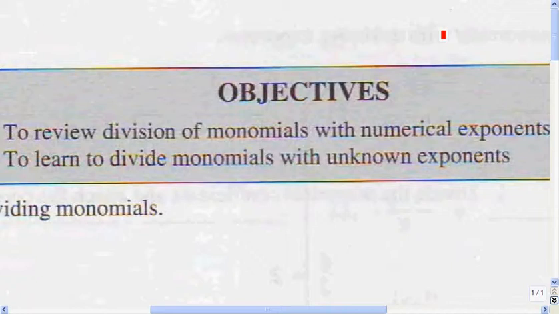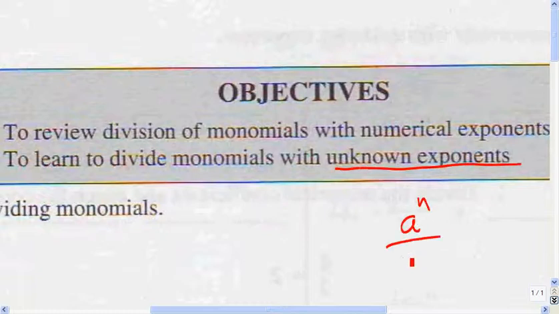Okay, what we're going to learn to do here, or we're going to review first of all, division of monomials with numerical exponents. And then we're going to learn to divide monomials with unknown exponents. Unknown exponents are the exponents like n, right? So if you have a^n and a^z, you're going to learn how to divide variables with unknown exponents.